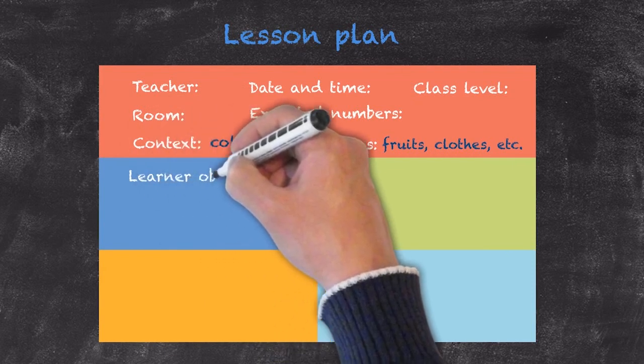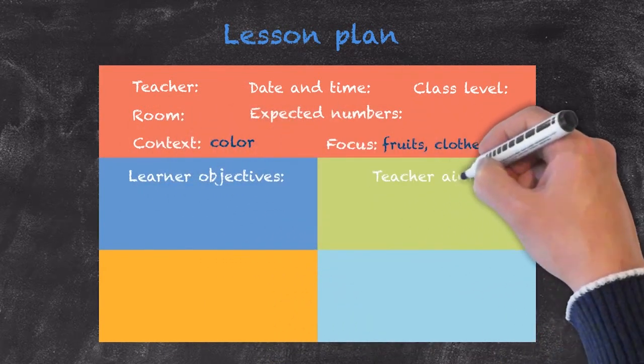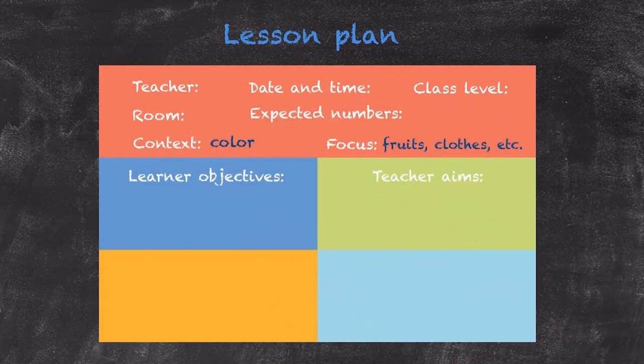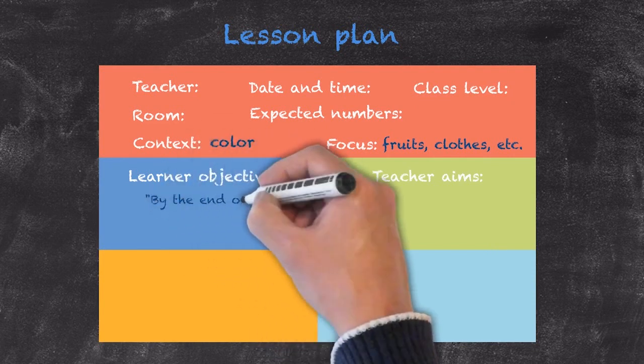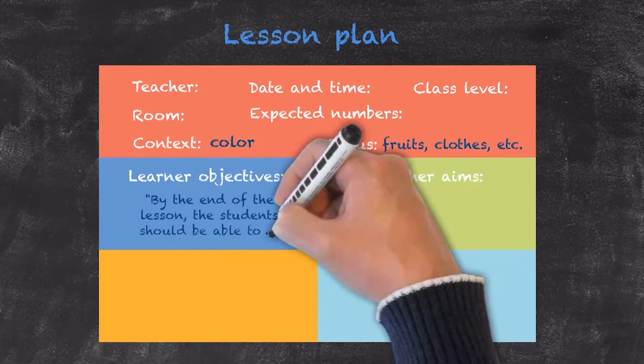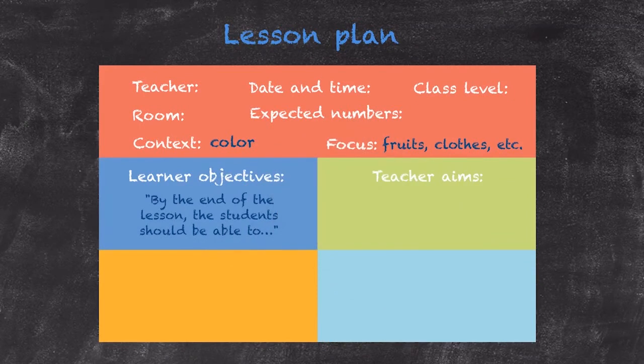Then we have a set of objectives and aims. Here the learner objectives relate to what we're hoping the students are going to be able to do by the end of your lesson. And quite often that can be a useful way of writing out what the objectives are. So we would start the sentence, by the end of the lesson the students should be able to, and then a list of 2, 3 or 4 items that we're expecting the students to be able to do by completing this lesson. The learner objectives are different to the teacher aims.